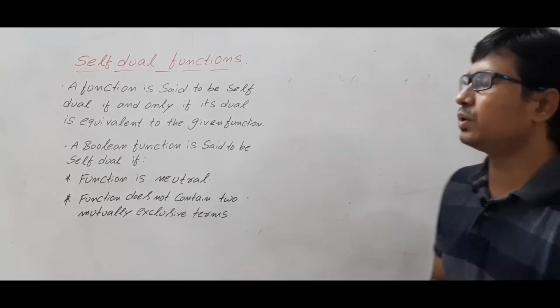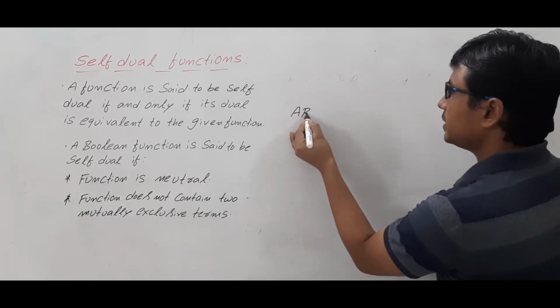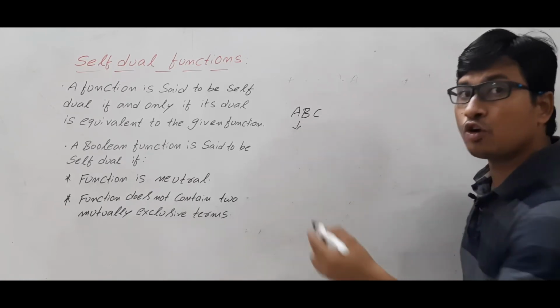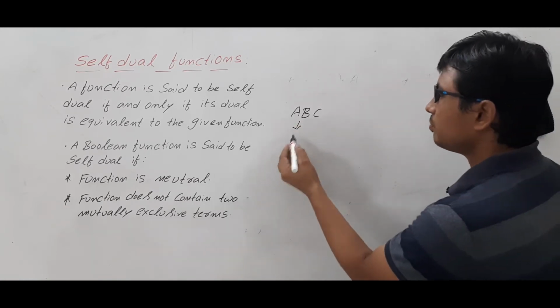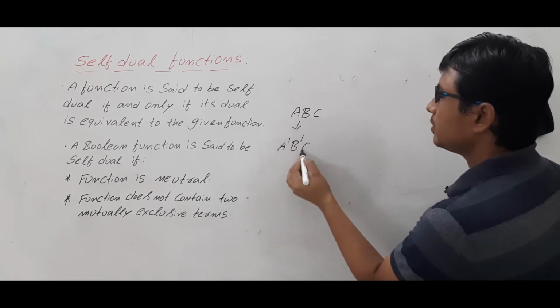Now let me discuss what a mutually exclusive term is. Let's take that you have A, B, C. The mutual exclusive for this one is its complement. What is the complement of each variable? A complement, B complement, C complement.